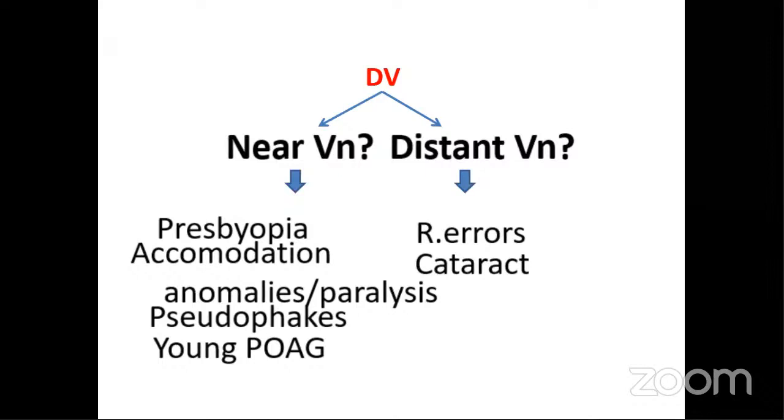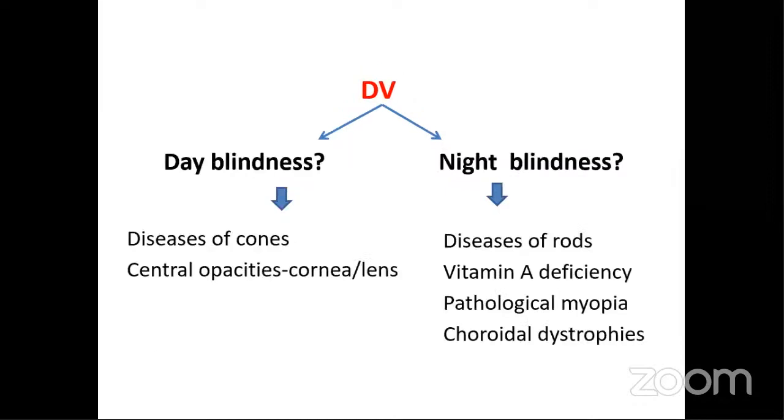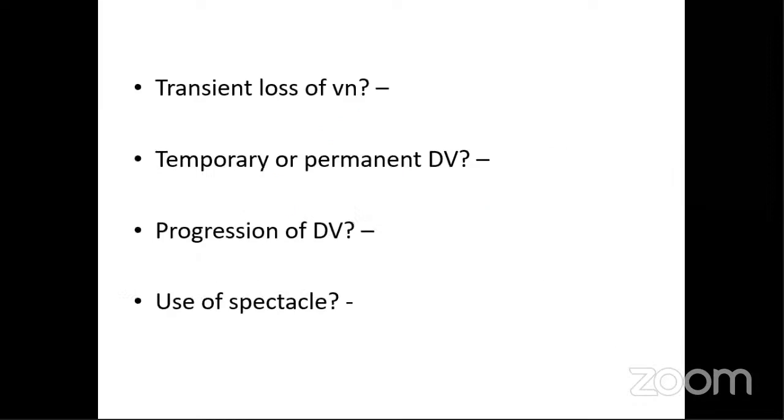In cataract itself, if it is posterior polar cataract, usually the near vision will be affected more than the distant vision. Whereas in nuclear cataract, the patient will be telling that the near vision is better than the distant vision. That is called second sight. Then sometimes the defective vision will have diurnal variation also, especially day blindness in disease of cones and night blindness in disease of rods.